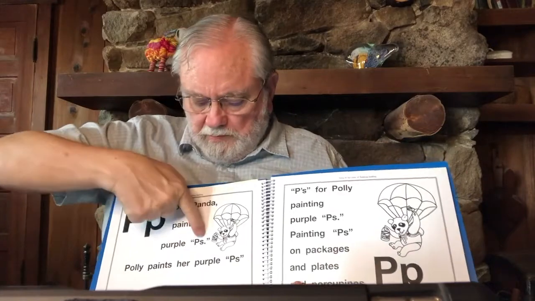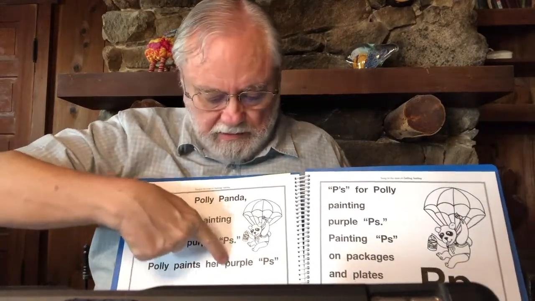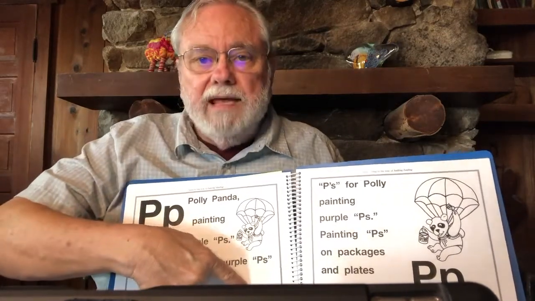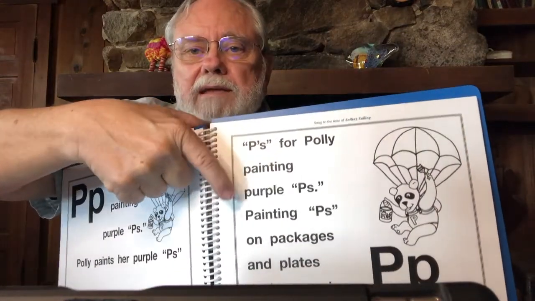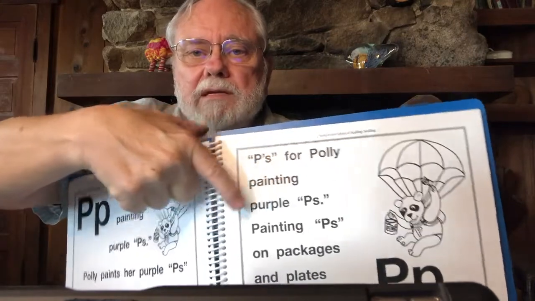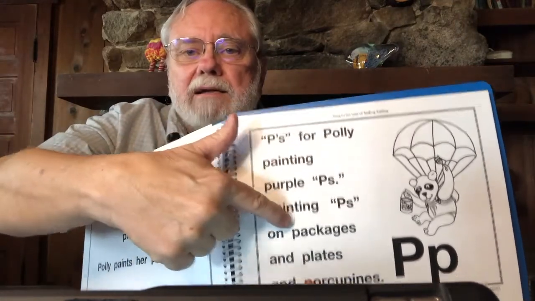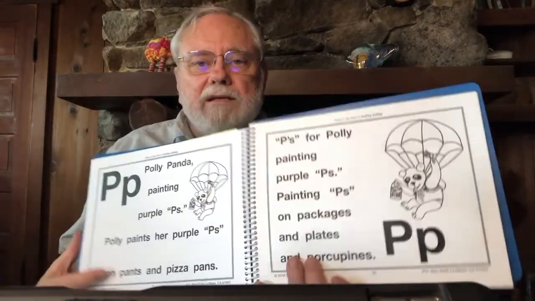Polly Panda, painting purple peas. Keep painting. Polly paints her purple peas. Show your pants. On pants and pizza pans. Peas for Polly, painting purple peas, painting peas on packages and plates and porcupines.